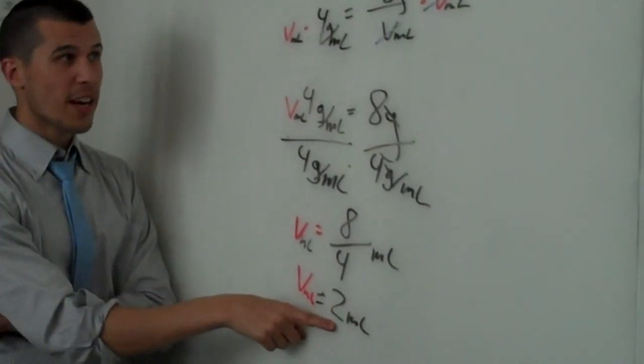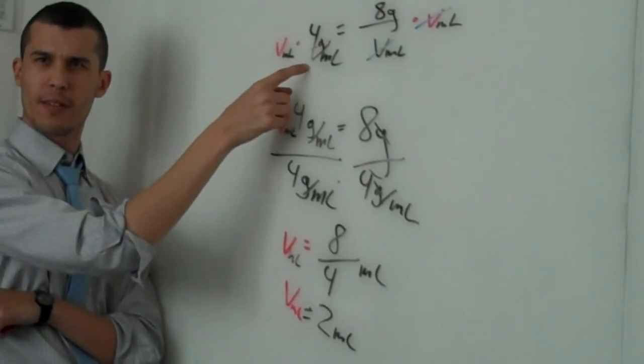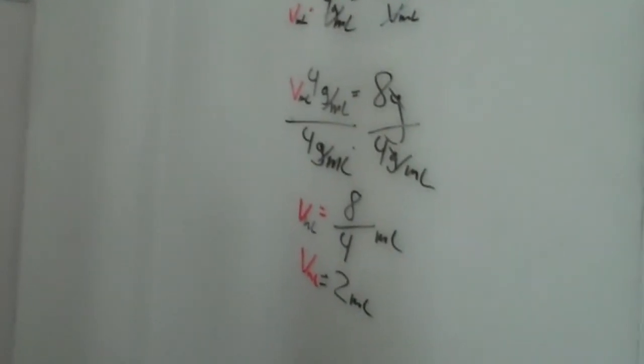Here we go. We've got 2 right here. If you put the 2 back in here, it should get you 4. Does it? Oh, yeah. It does. Okay. Any other questions?